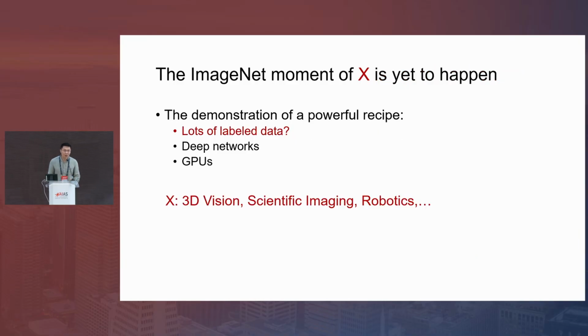However, I'd like to argue that this ImageNet moment has not happened for many tasks. The main reason is the bottleneck of high-quality data. It has not happened for things like 3D vision, scientific imaging, robotics, and lots of other things. So let me give you some examples of why it has not happened and why data is a big bottleneck.